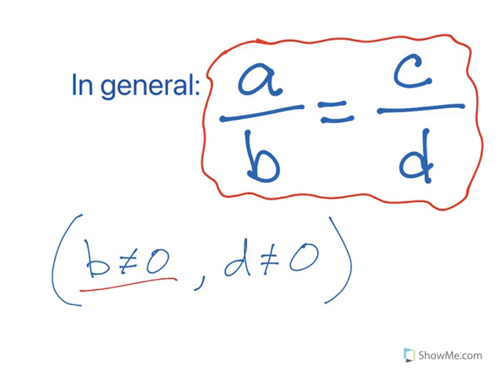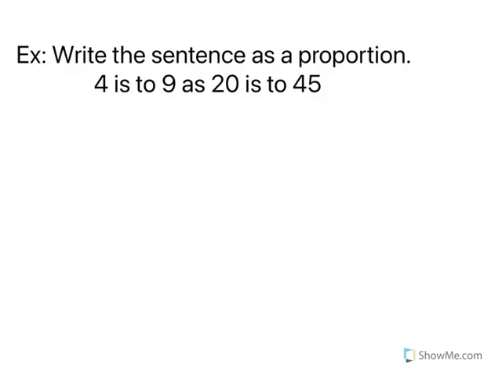But it's important to note that B and D are both not equal to 0. Because if either of these denominators is 0, then the whole thing falls apart. So it's important to remember we do not have denominators of 0.